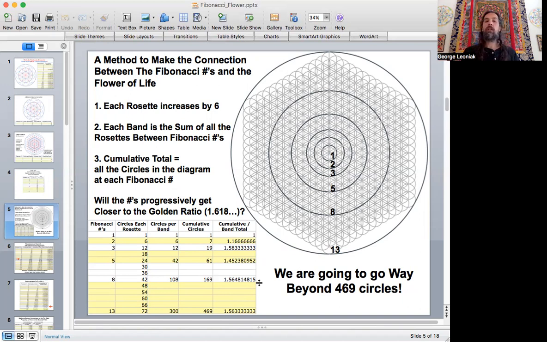And what I started to do here was I wanted to see if the golden ratio was going to show up in these cumulative values of dividing the circles per band to the cumulative circles of the whole diagram. And at this point, at the 13th, it's 1.56. So not 1.618, but progressively, as you can see, getting closer. It's a little wonky in the middle, as we know it will be with the Fibonacci sequence. But as we get further out, we will progressively get closer. So let's see if that happens.